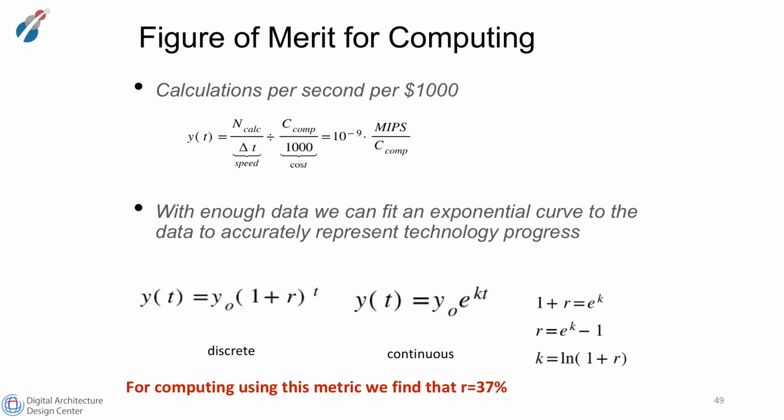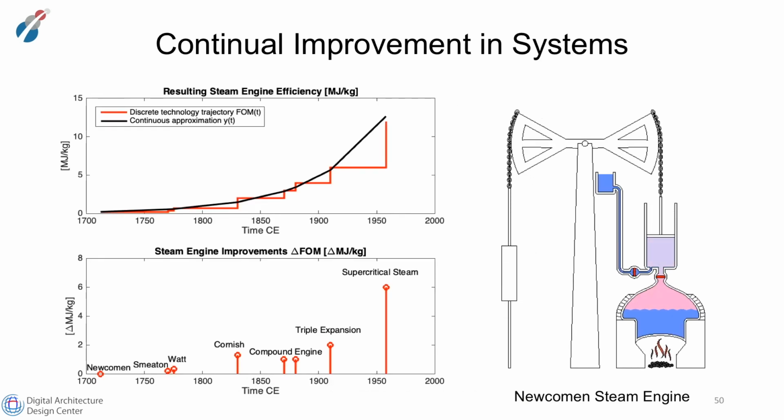Okay, and then you can see here how you transform from the discrete to the continuous parameter that drives progress. What we find, it's astounding, is that computing using this particular figure of merit has improved by an average of 37% over the last 80 years or so. It's very impressive, and it continues to progress at this rate.